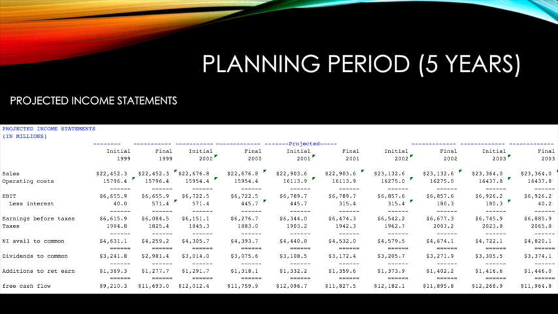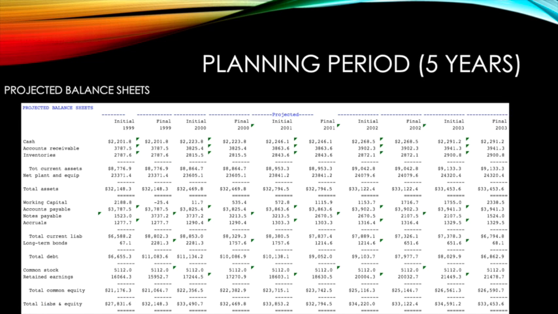Then I used the income statement and the balance sheet of L'Oréal to be able to project income statements for the planning period of 5 years. So here I added an extra row to calculate the free cash flow, which I calculated using the EBIT minus the change in working capital minus capital expenditures plus depreciation and amortization. Here I calculated the balance sheets for the planning period, and here I used an extra row to calculate the working capital, which is the current assets minus the current liabilities.